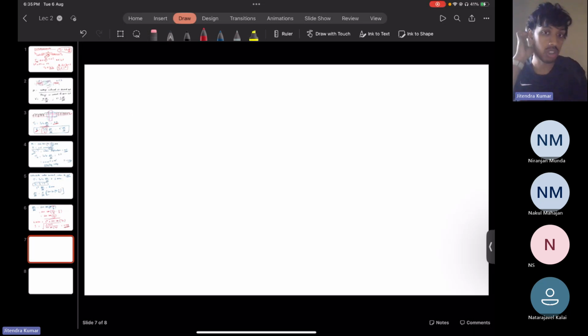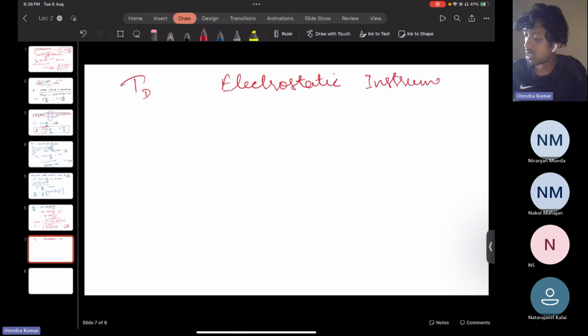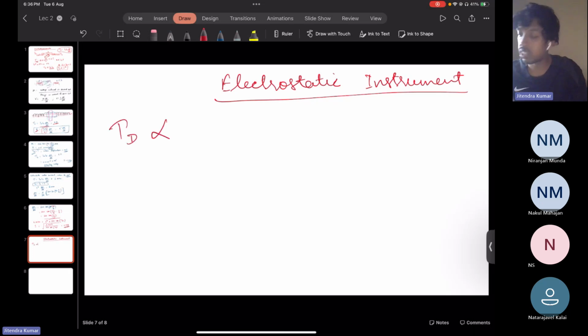You might have gone through the lecture. So in electrostatic, the more voltage there is, the plates will move apart. So here, what kind of force will be there? Electrostatic force will be there, which is related to the capacitor. So torque should be electrostatic. So one thing is sure that torque is proportional to force.